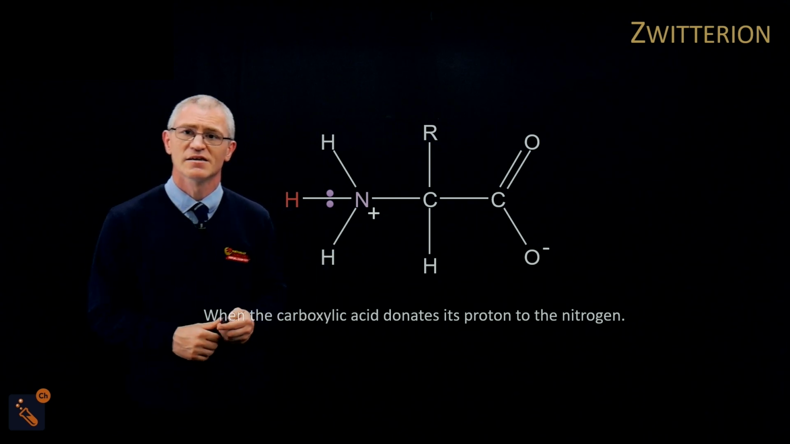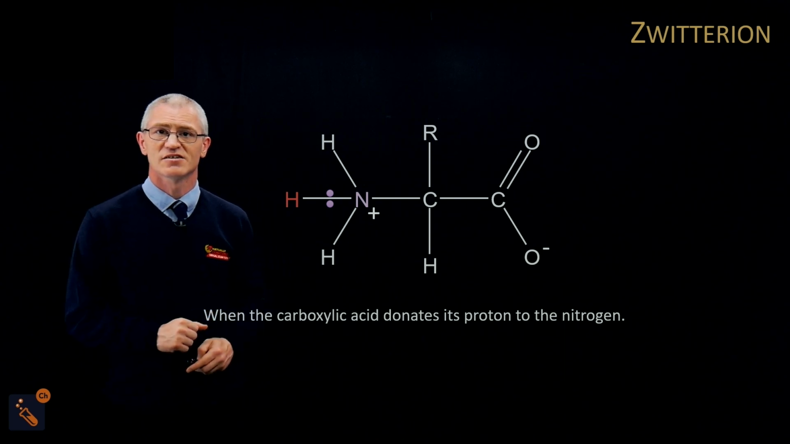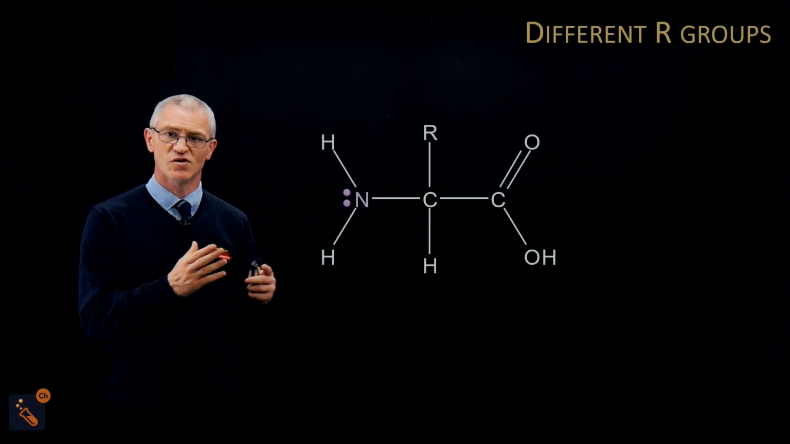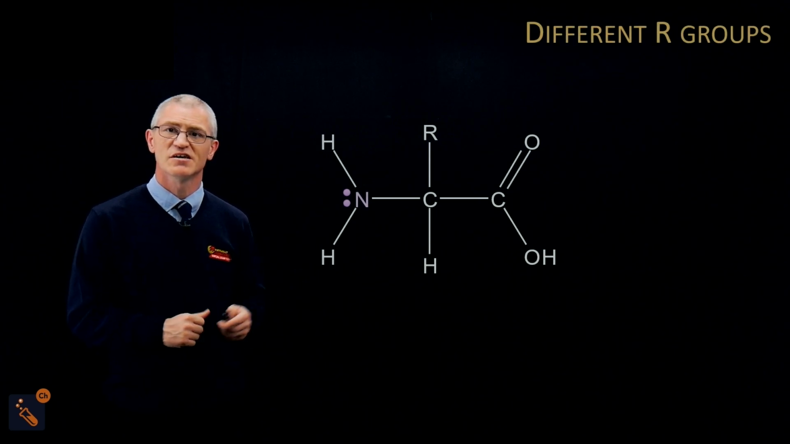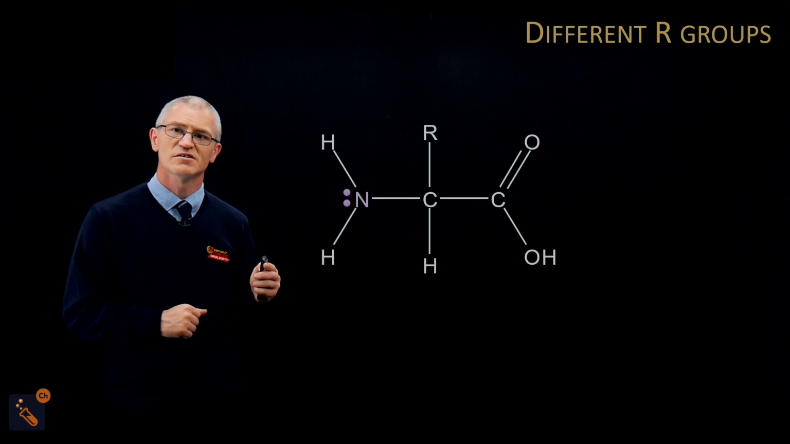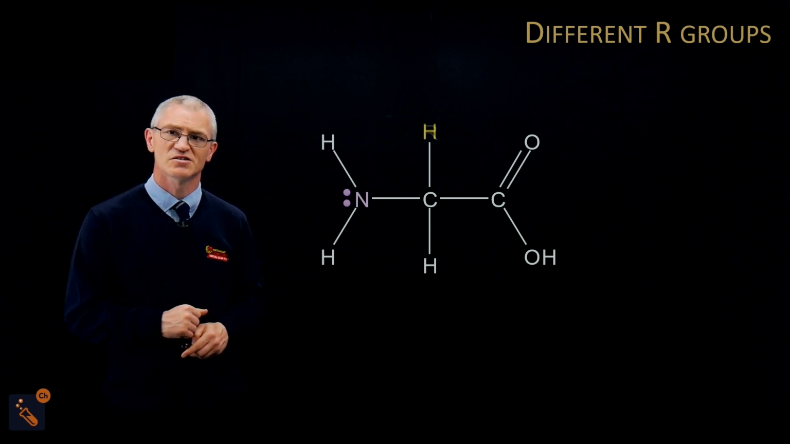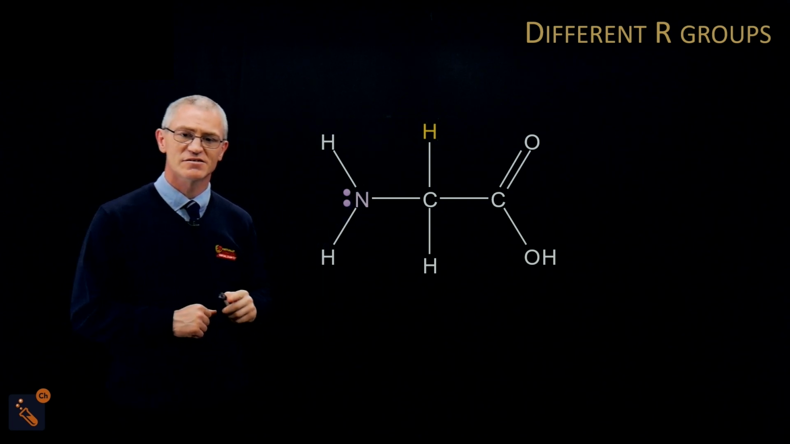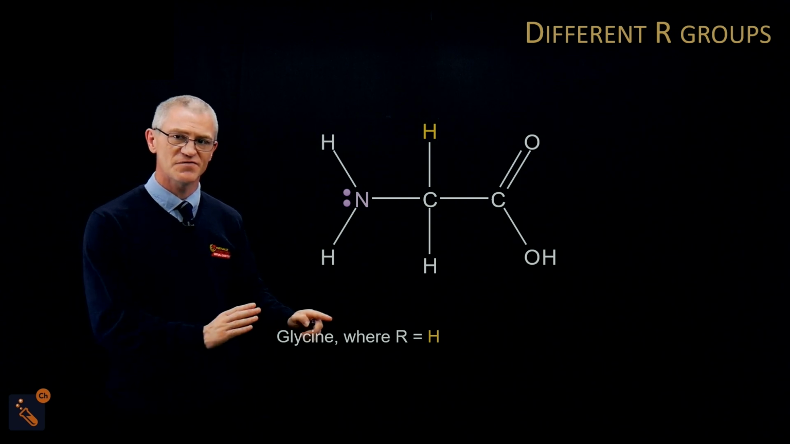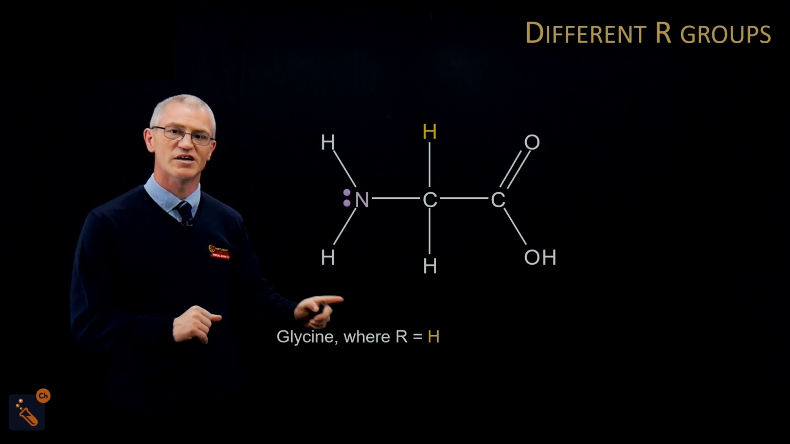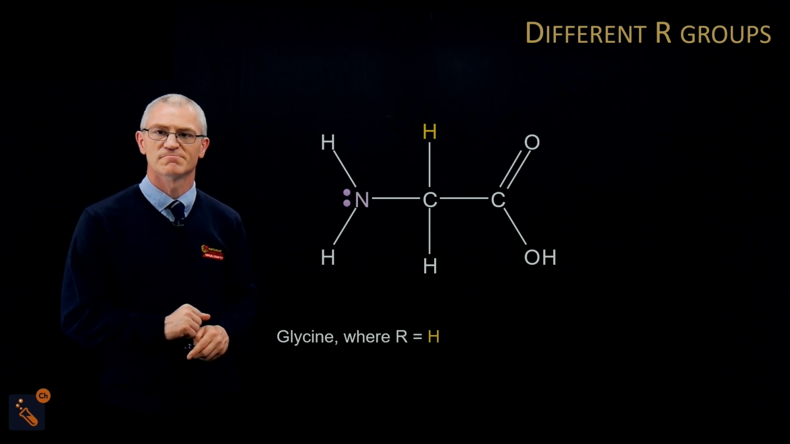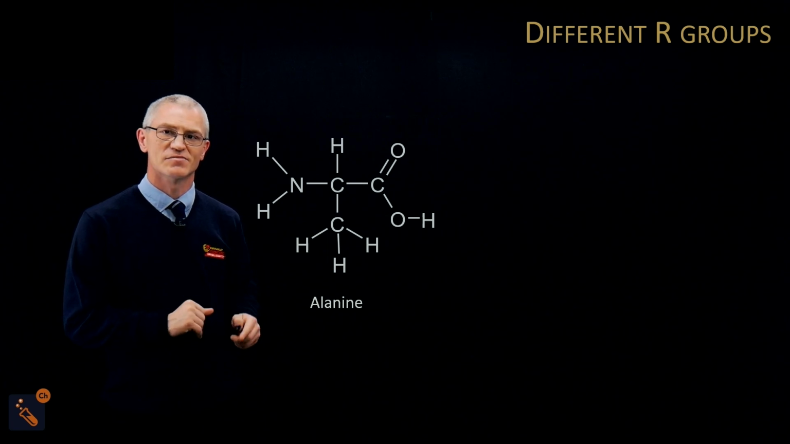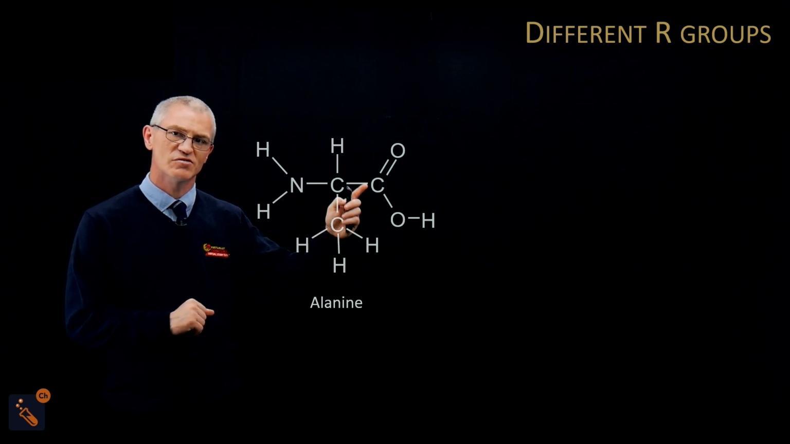Okay. Now, how do we change the amino acid? So we go back to our normal amino acid, and here we have our normal structure of our amino acid, and we're going to start changing the R group. So let's change it for our simplest one, which is an R group of an H. That means you have glycine. So different R group, different name. So glycine, where R is equal to H. Let's look at a different one. This time, we've got alanine. And look carefully, where is your R group? Where is your R group?